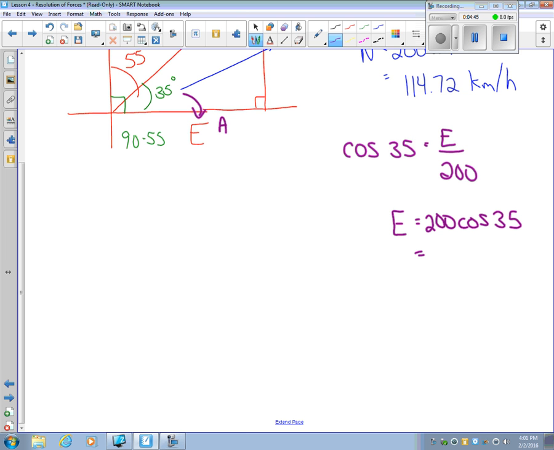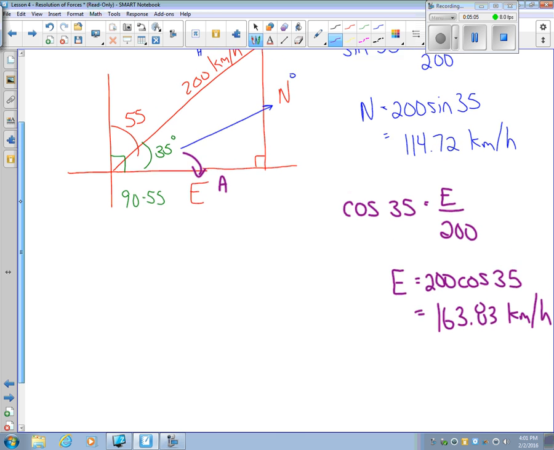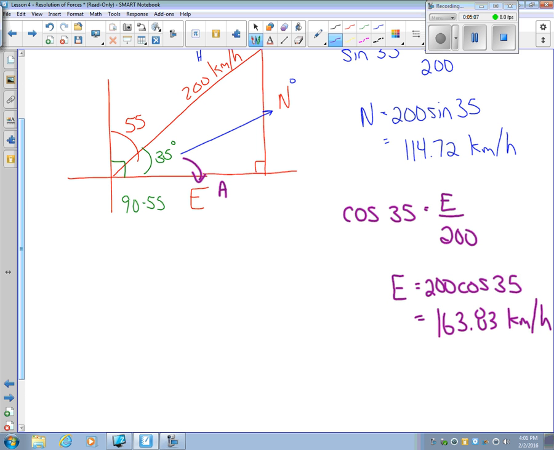200 cos 35 comes out to 163.83 kilometers per hour. So our train's going 200 kilometers an hour, and it's covering northerly direction 114 and easterly direction 163, which should make sense. Based on our angle, we're more towards the east than we are towards the north, which gives us a bigger easterly value than a northerly value.